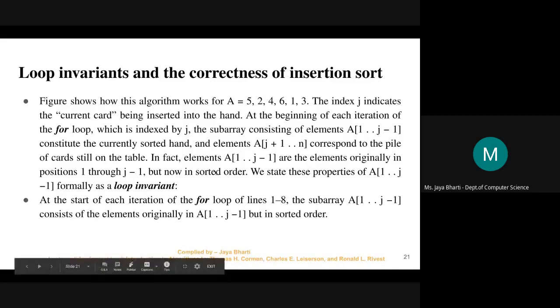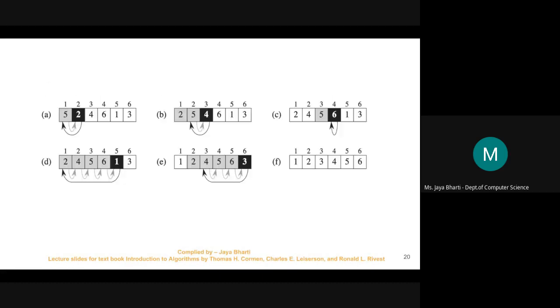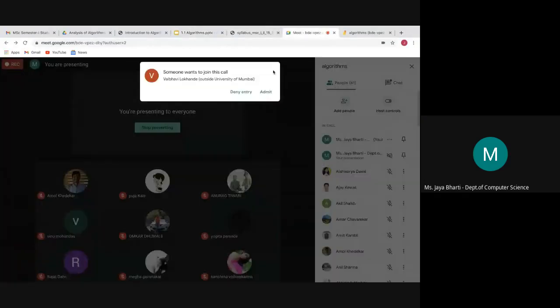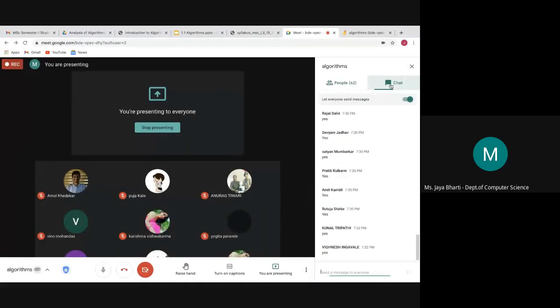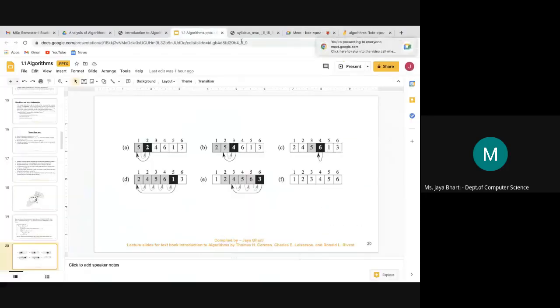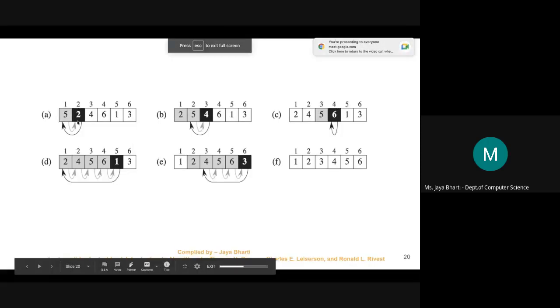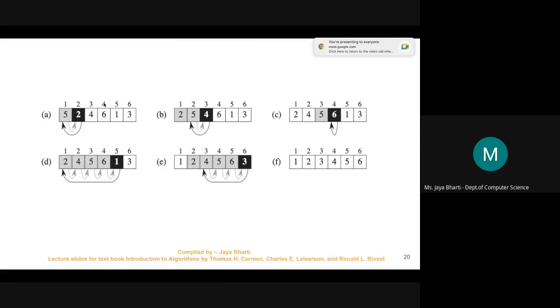In fact, it is saying that whatever elements we have in A[1 to j minus 1] will be the original elements placed in that position. I will show it here. So this is the original array. Suppose n is 6 here, so we will take only 3. What value of j have we taken? We have taken j as 4, and since j is 4, j minus 1 will be 3.